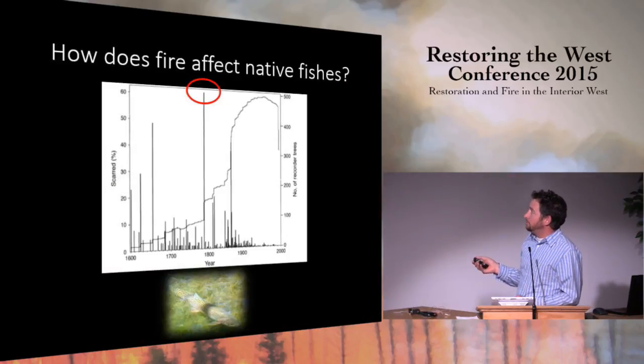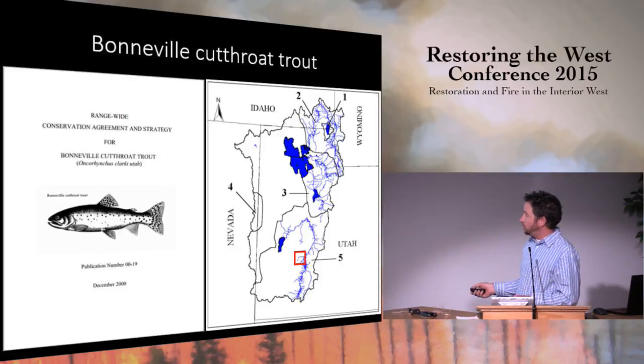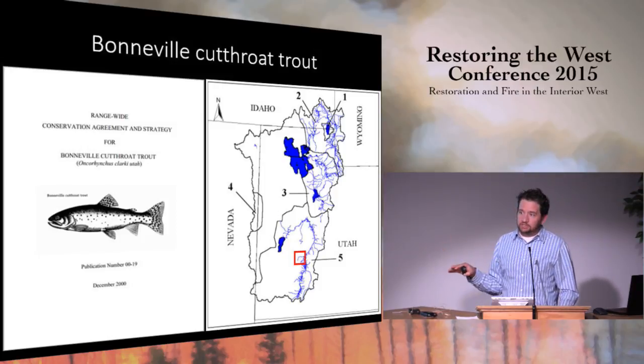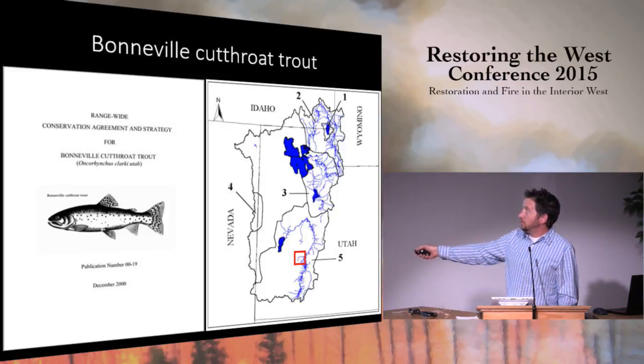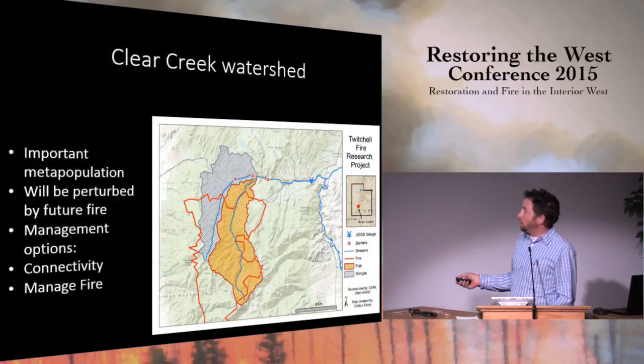So what we know from Patrick's analysis of the Twitchell fire is that this fire is the 1%, right? This is the large fire that occurred and affected a significant proportion of the landscape. And this place is especially important because for the Southern Geographic Management Unit of Bonneville Cutthroat Trout, it's a high priority watershed. This is actually the largest watershed in Utah that has no exotic species in it. So it holds a lot of promise not only for cutthroat trout but for other species. And it's part of a range-wide conservation agreement to keep these fish from being listed. So this is an important metapopulation.